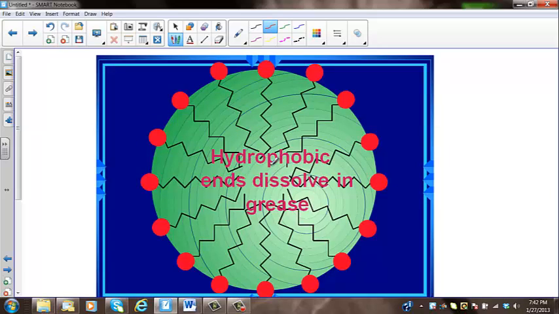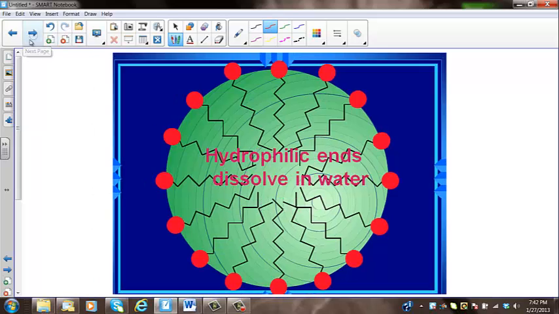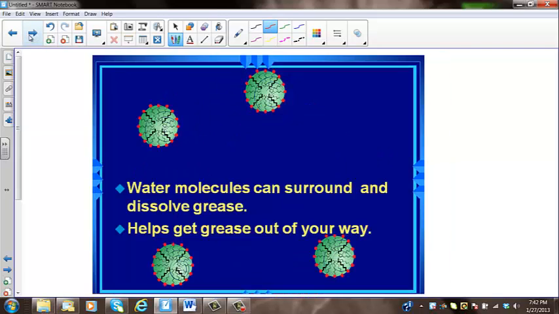The hydrophobic ends dissolve in the grease. So here are your nonpolar tails that dissolve in the grease because the grease is nonpolar, with your hydrophilic heads sticking out of the grease drop. Along comes water, and the hydrophilic ends, the red heads here, dissolve in the water. The water molecules can then surround and dissolve the grease. Helps get grease out of your way.